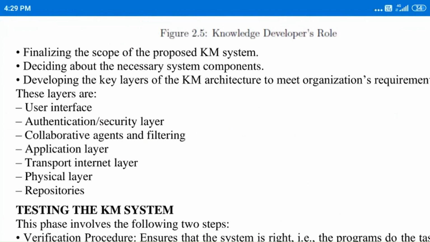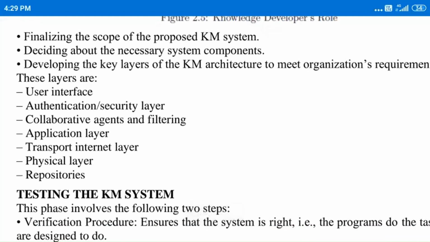and along with the necessary system components, the necessary persons who are involved in the project or the knowledge management system, and how they are interrelated with the knowledge developer. What are the key layers of the knowledge management architecture which are required to meet the organization's requirements for the project? These layers are user interface layer, security layer, collaborative agents, application layers, transport layers, repositories, etc.